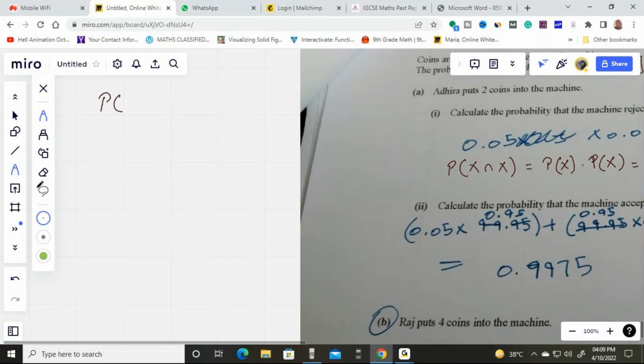The first coin is accepted, I call it x prime, and the second one is rejected, plus, which means or, the first one is rejected and the second one is accepted, or both are accepted, because there's an "at least" involved. So either one of the coins is accepted or both of them.